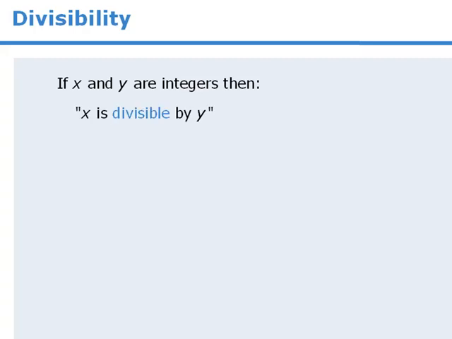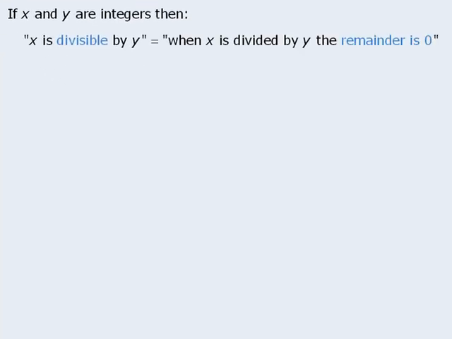So far, we've seen several different ways to express the concept of divisibility. You'll soon find that your ability to solve integer properties questions will depend on your ability to recognize how various statements are all equivalent. For example, if x and y are integers, saying that x is divisible by y is exactly the same as saying when x is divided by y, the remainder is 0. Another way to say this is y is a divisor of x.